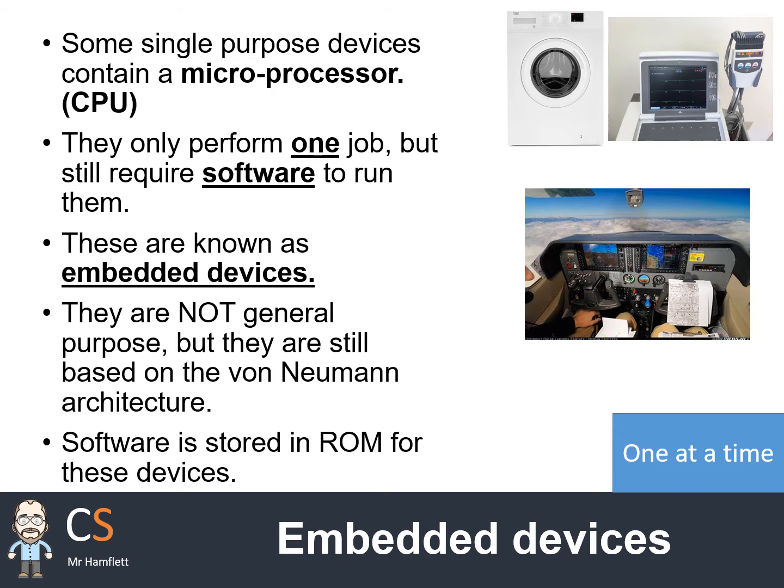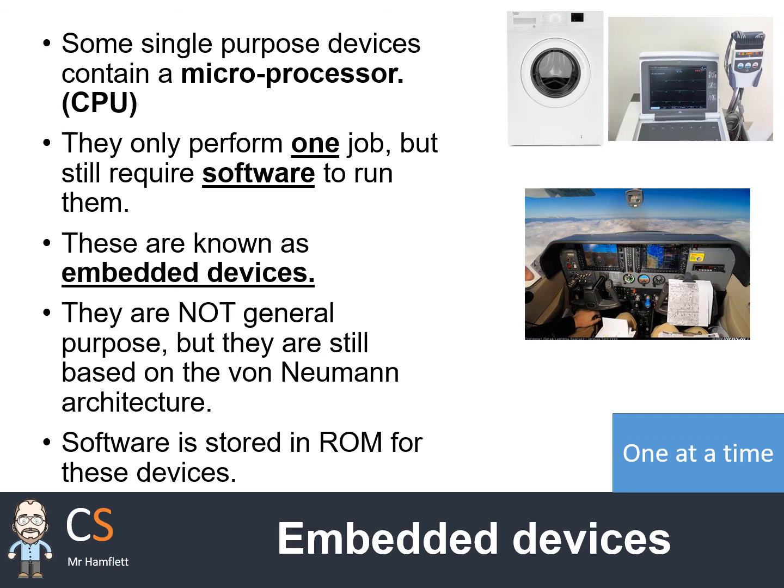Some examples might be a washing machine. Now that might seem a bit weird. Why would a washing machine have a CPU? Well, it's programmable, isn't it? You can change the programs, you can set the temperature and all those things. So we'll actually have some software running behind the scenes.